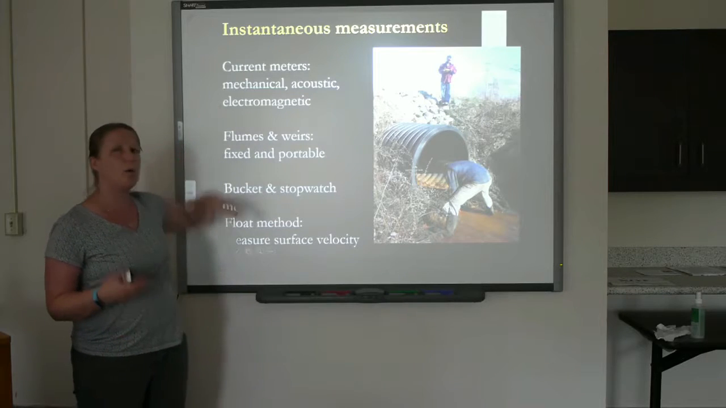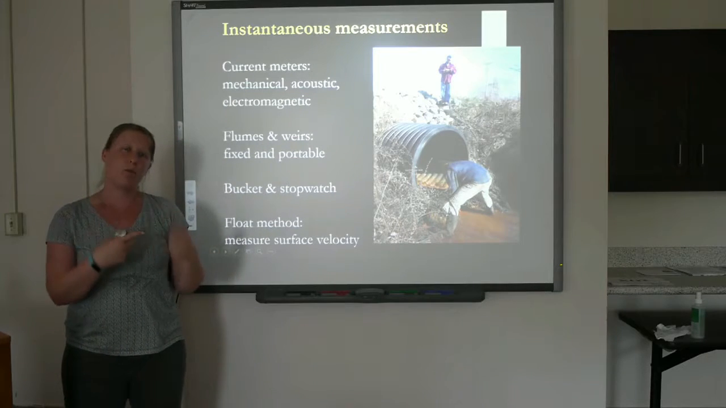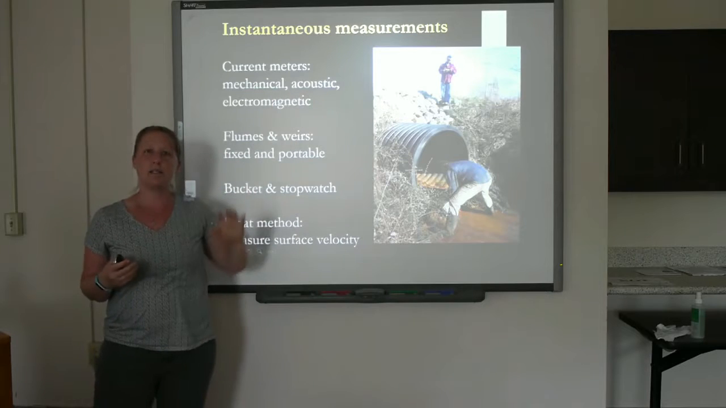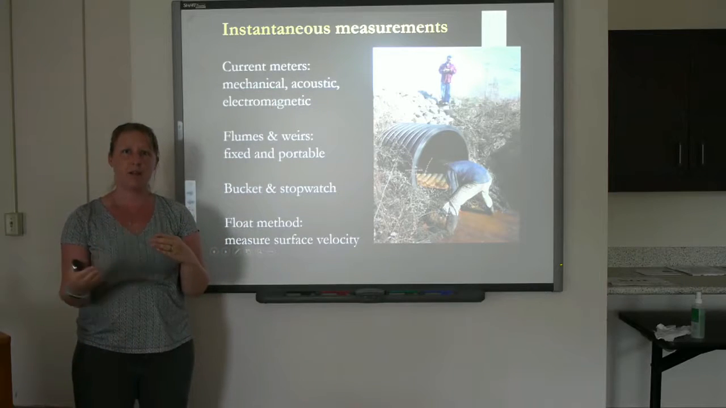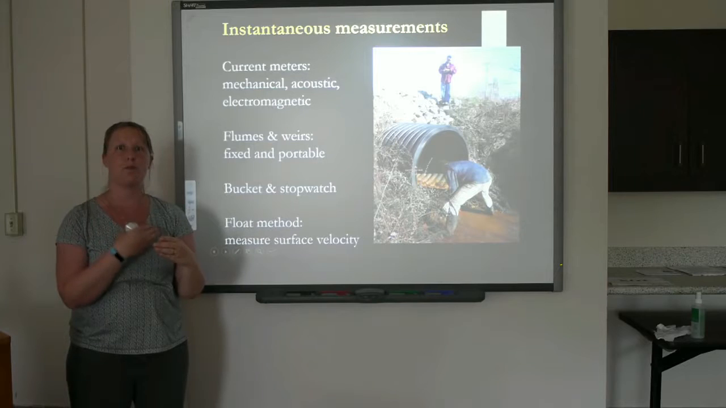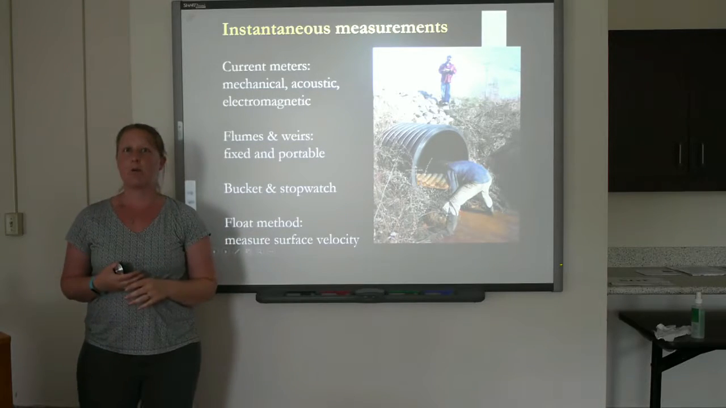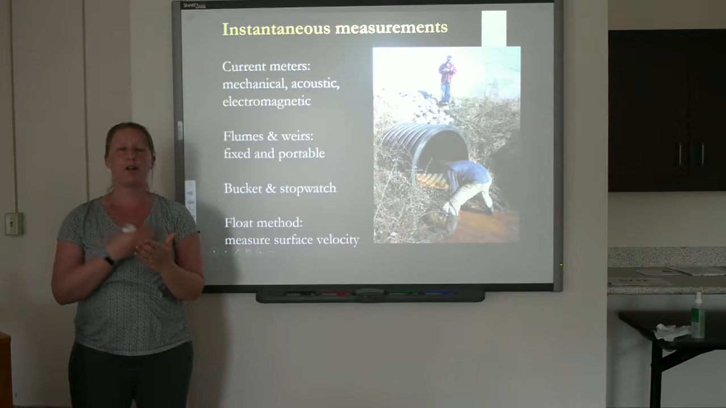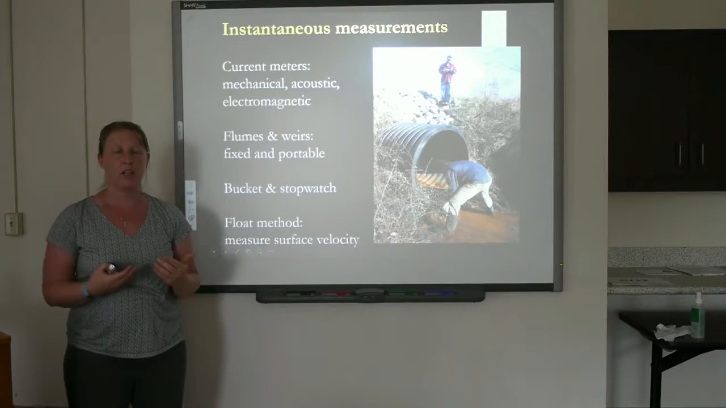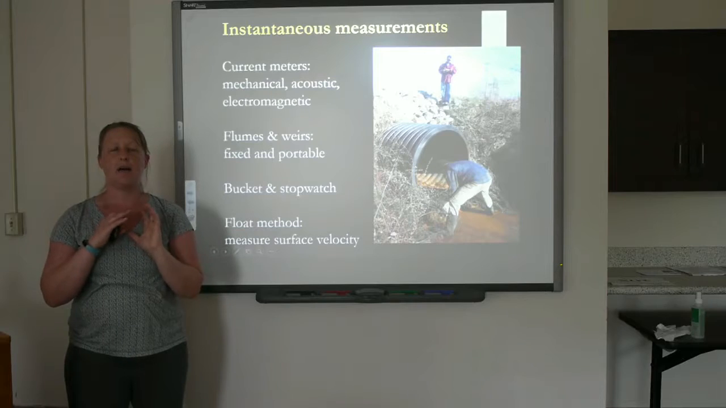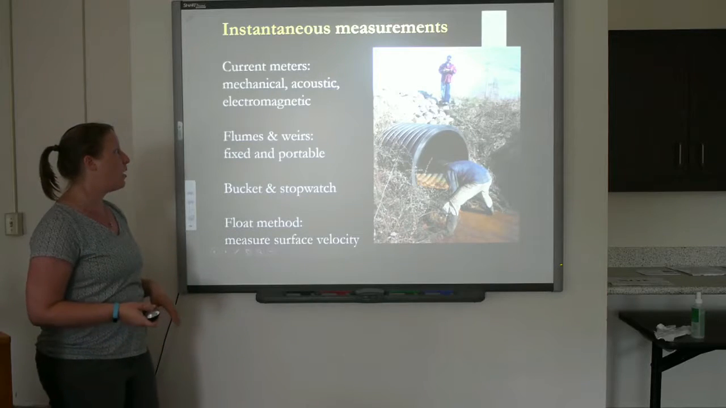We have mechanical ones that spin with the water flow rate. We have acoustic ones that use a Doppler to measure the rate of particles moving past a receiver. We have electromagnetic ones that measure the particles moving through an electromagnetic field. And by doing that, they can measure the average velocity of that water.